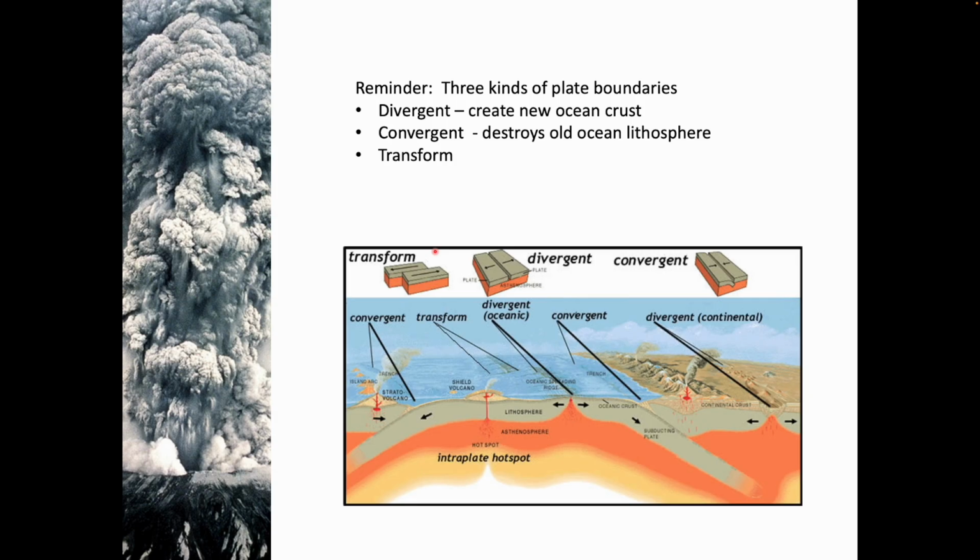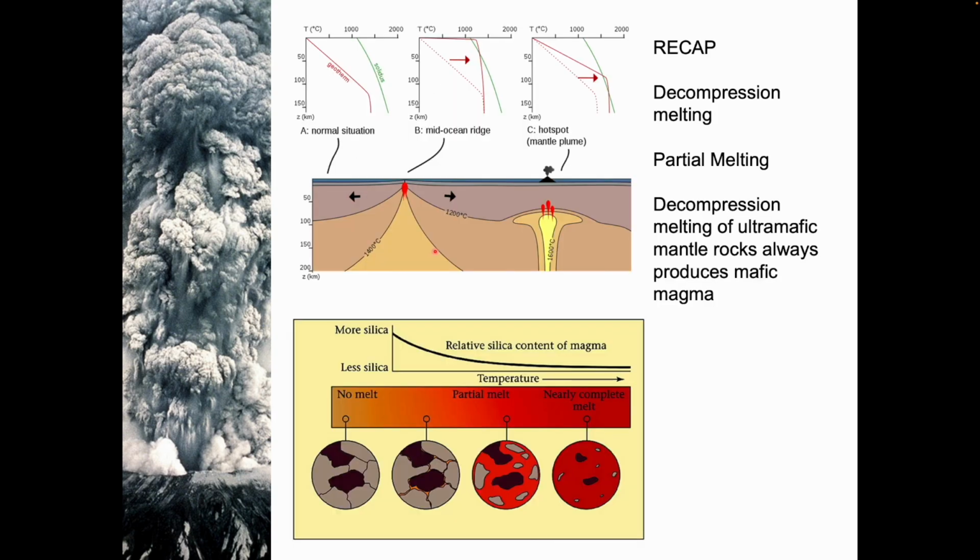Remember, there are 3 types of plate boundaries: divergent, where we create new ocean crust; convergent, where we destroy old ocean lithosphere; and transform boundaries, or sliding boundaries. Decompression melting occurs at divergent boundaries and at hot spots, where we melt ultramafic mantle rock by raising it, which lowers its pressure and causes melting. And this produces mafic magma, so we get basalt at mid-ocean ridges and oceanic hotspots.